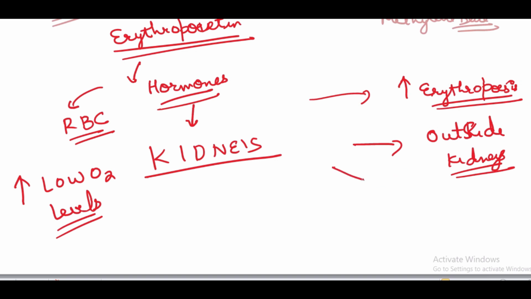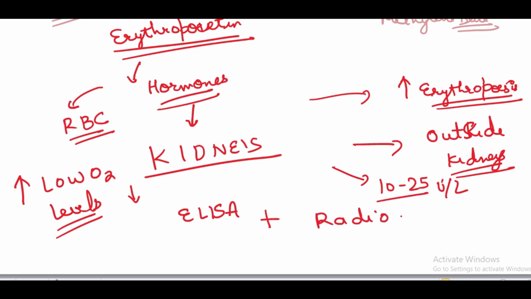Now remember that the normal erythropoietin levels are normally between 10 to 25 units per liter. Now this erythropoietin can be measured through various tests like the ELISA test and radioimmunoassay test.